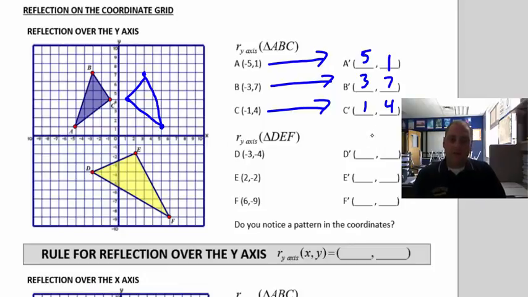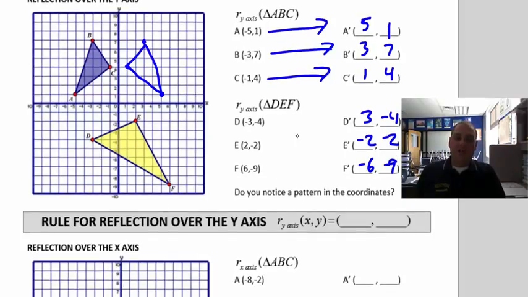All right, so basically change the sign of the x. (3, -4), (-2, -2), (-6, -9). All right. Do you notice a pattern in the coordinates? Yes, we did. What happened? We changed the sign of the x. Okay, so change the sign of the x.